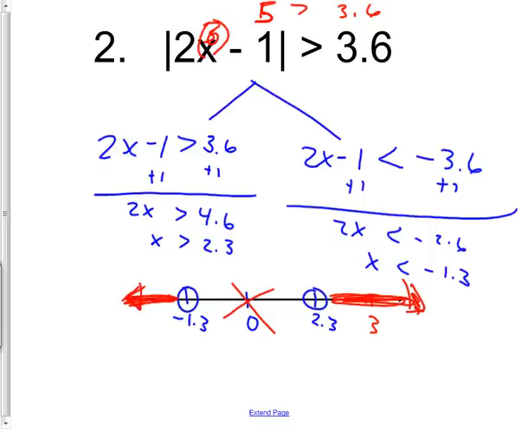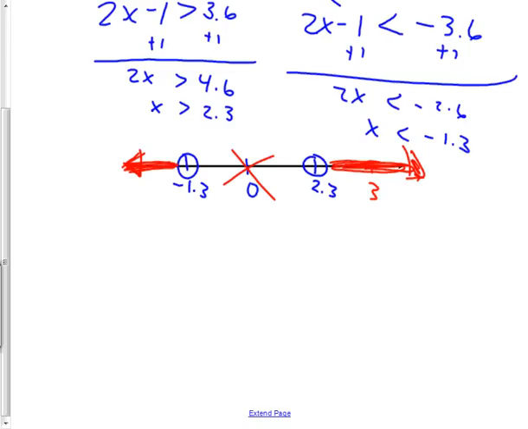And your final answer, though, isn't that. Your final answer is intervals, and this gets weird. This is one of the reasons I want to do this first one with you. Because the answer is not from 1.3 to 2.3. It's not like this, because it's everything except that. So how do I write that?